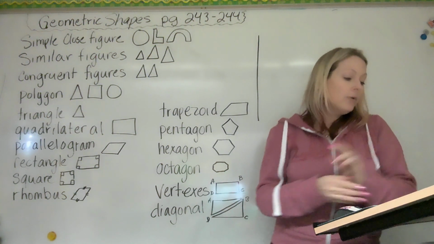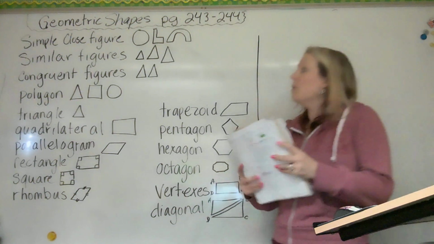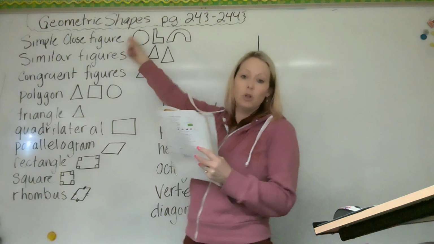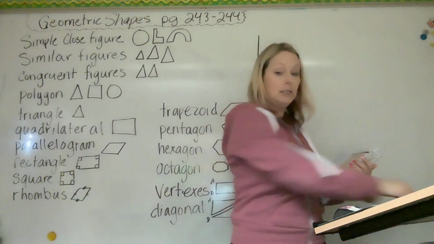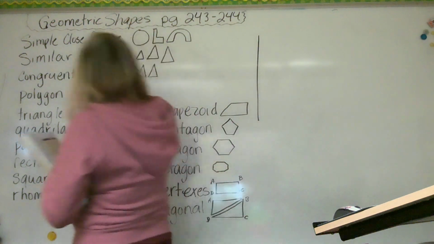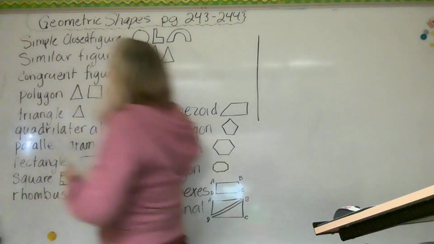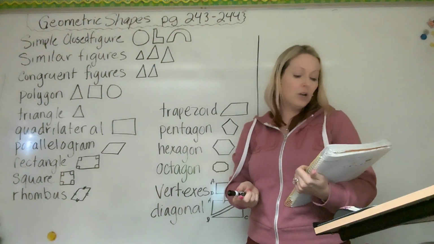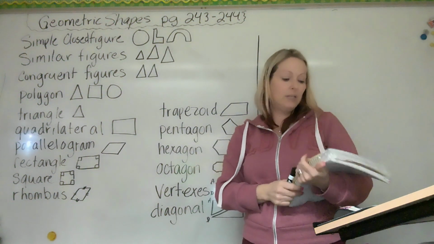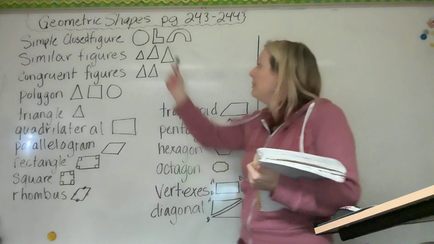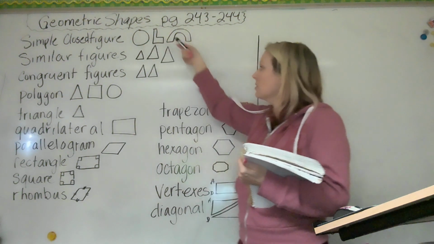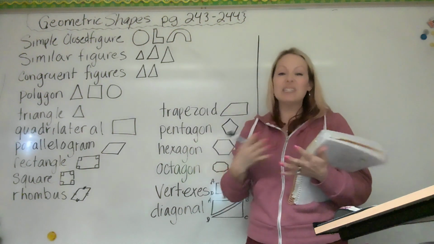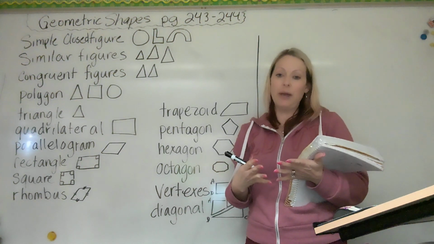So I want to go ahead and go over our simple closed figure. Now, a simple closed figure does not have a point of intersection, okay? Meaning the whole entire thing is closed. We're good. It's solid. It's a solid shape, okay?